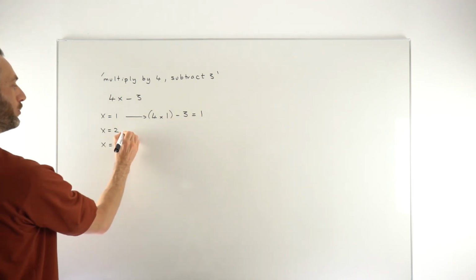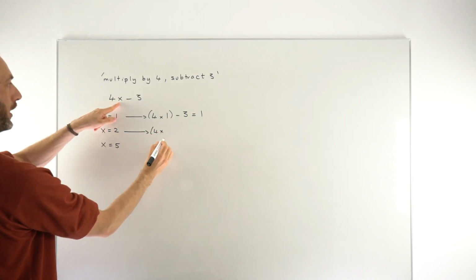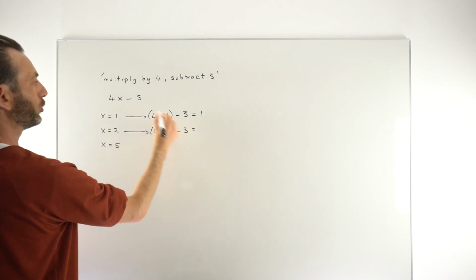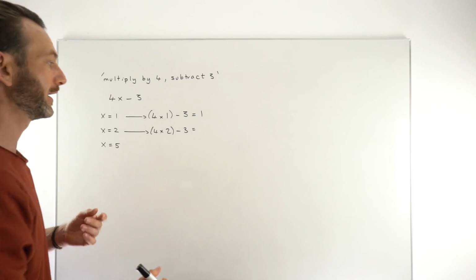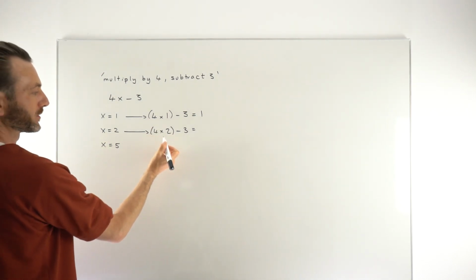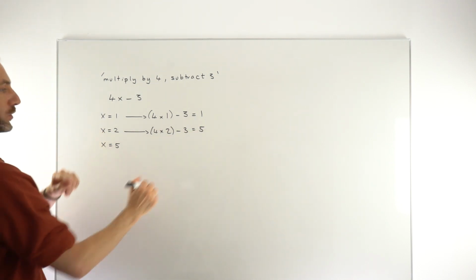When we put 2 in, doing the same thing, it's going to be 4 multiplied by 2. Then we're still going to subtract 3. The 3 is called a constant here. The 3 never changes, so we're always subtracting 3. It's not affected by the variable, the 2. 4 times 2 is 8, minus 3 is 5. So the output value when x is 2 is 5.